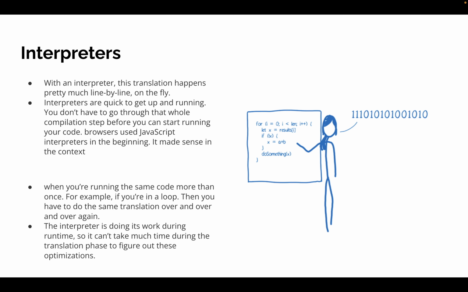But the catch here is when you're running the same code more than once, for example, if you're in a loop, then you have to do the same translation over and over and over again. Because you don't know what the whole thing is, you can't make adjustments and optimizations ahead of time. So the interpreter is doing its work during the runtime, and it cannot optimize the code and its results.